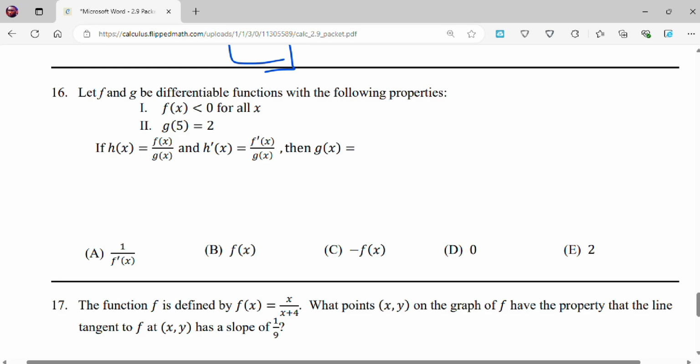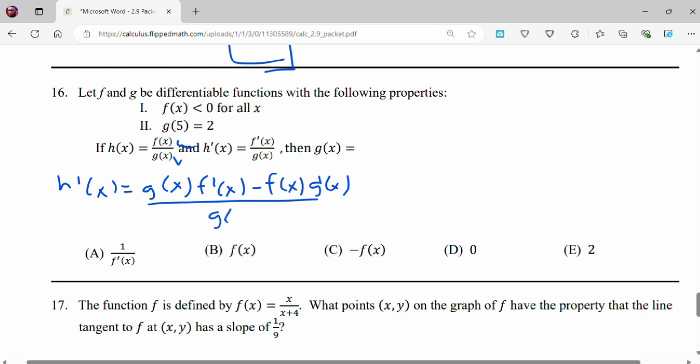okay, so first of all, let's differentiate h. So h prime of x equals, and then this is our v, our u. So v u prime minus u v prime over g of x squared. Okay. So this has to equal the given h prime of x. And so it says that g of 5 equals 2 and that f is negative for all points.